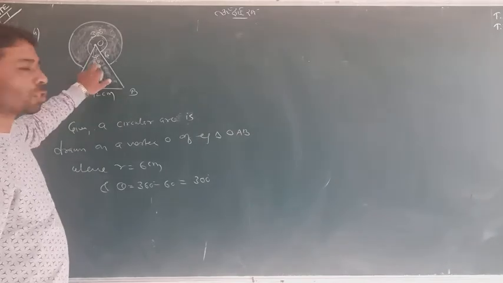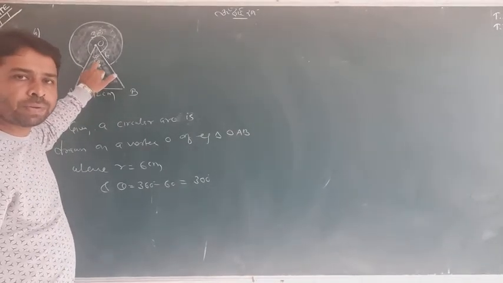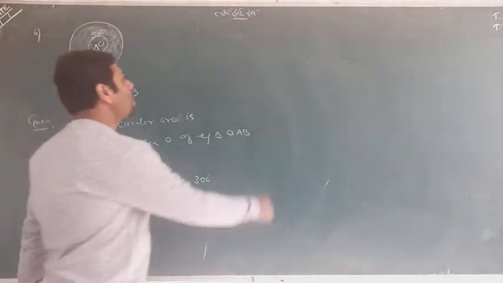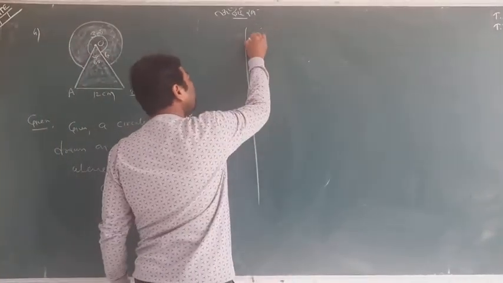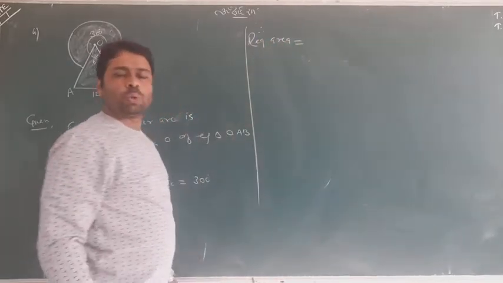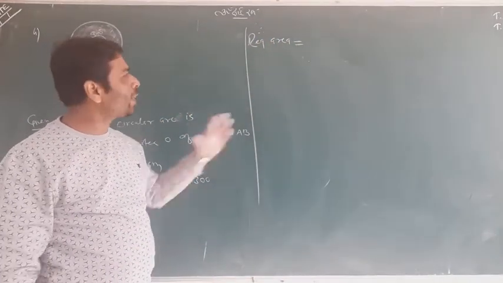Because this is going to be 60. We can write in picture also, even it is not given. So this is theta, we have got it. Now I will write directly the required area. I always prefer to write this. Don't be formal. You can write directly the required area.